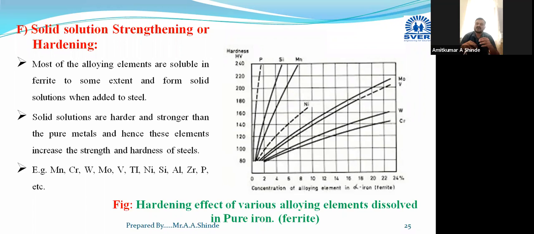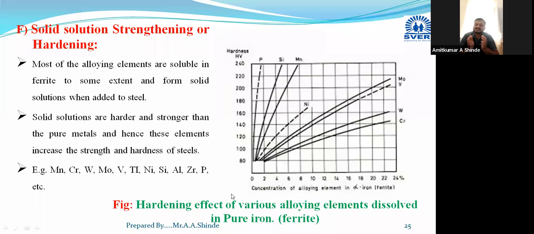Okay, suppose you have added manganese, chromium. Here I have highlighted the list of elements which will form these solid solutions with iron: manganese, chromium, tungsten, molybdenum, vanadium, then titanium. Okay, all these elements, when they are added in the steel, will result in the formation of a solid solution with the ferrite or with the iron.